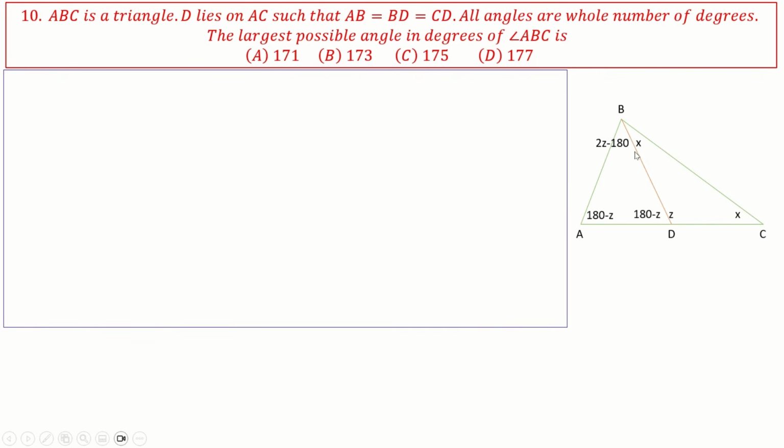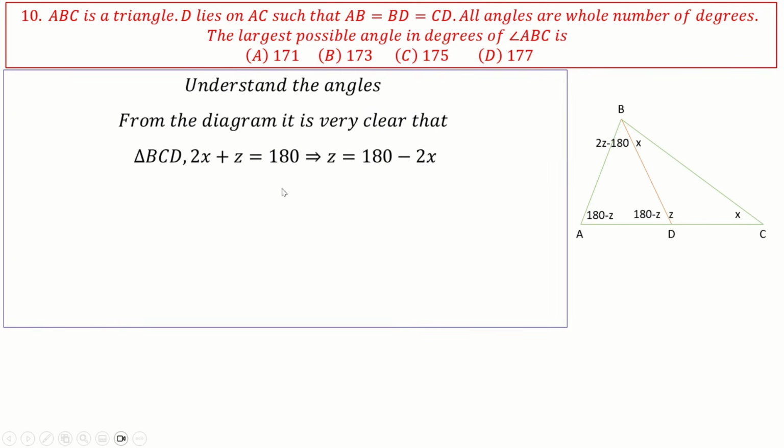So let's call this angle X and this is Z. This you can actually call 180 minus 2x already, but you can call it Z. If this is Z, this is 180 minus Z. These two are same, so it is also 180 minus Z. So this will be 180 minus sum of these two, which is nothing but 2z minus 180. Angle ABC is 2z minus 180 plus x. This is what I need.